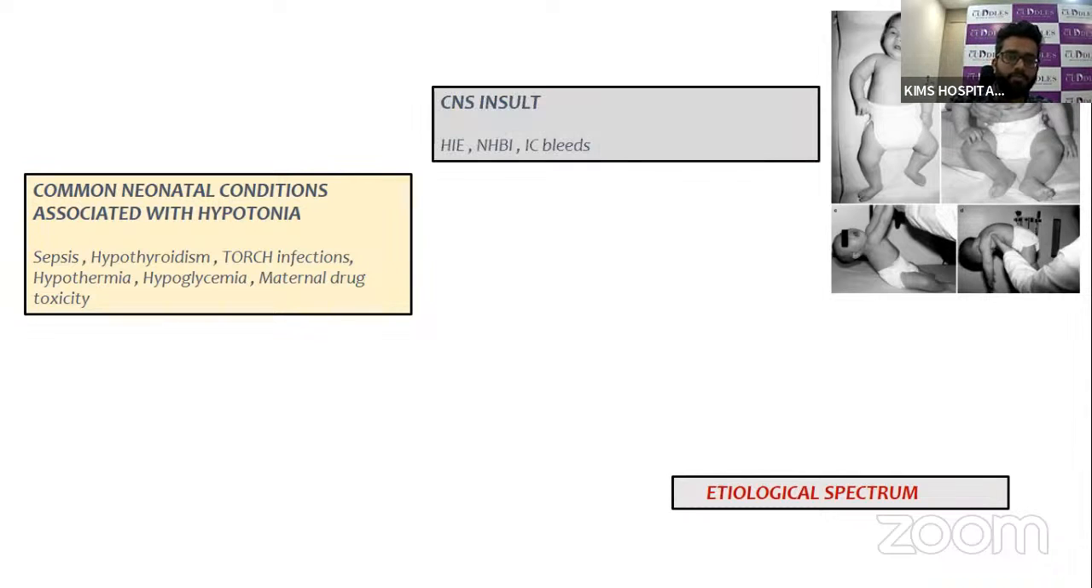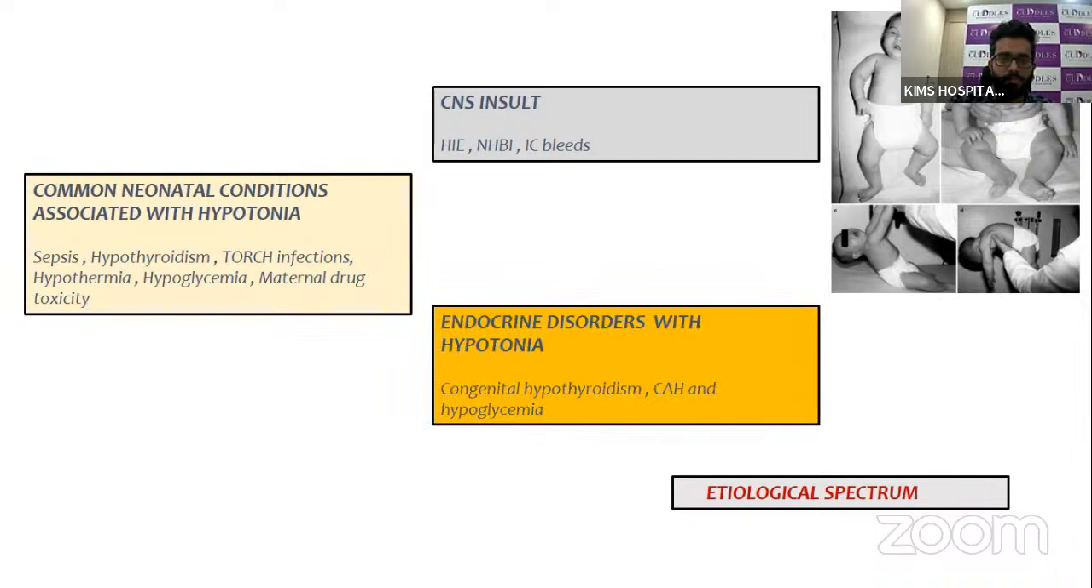So the common neonatal conditions are sepsis, TORCH infections, severe CMV sepsis, hypothyroidism, hypothermia, hypoglycemia, and maternal drug toxicity, as in our case, that is magnesium exposure. These are some of the very commonly seen conditions, and these can definitely cause hypotonia in neonates. And with any acute CNS insult, if you see HIE, in the longer run it is going to cause increased tone, that is spasticity, after a certain duration. But with the initial insult, you will have hypotonia. Other insults like NHPI, that is neonatal hypoglycemic brain injury, and IC bleeds can also cause hypotonia.